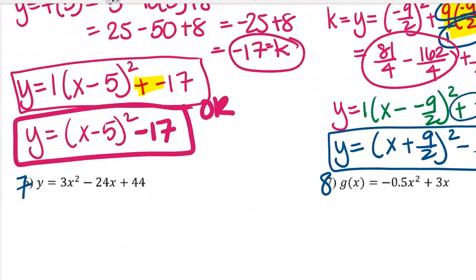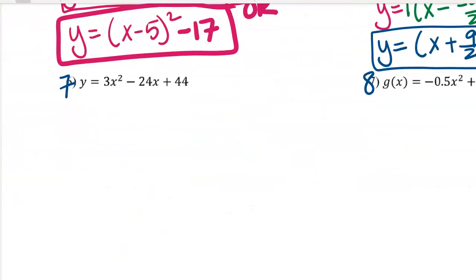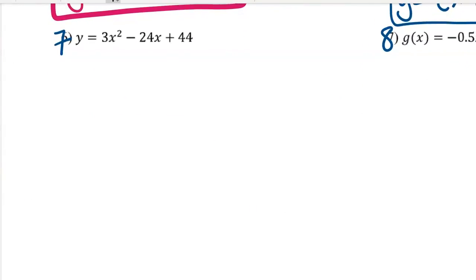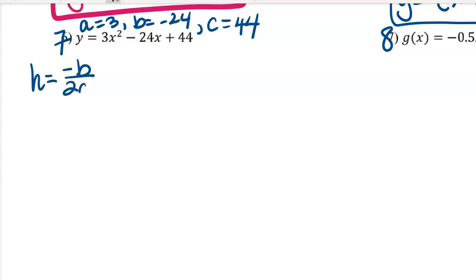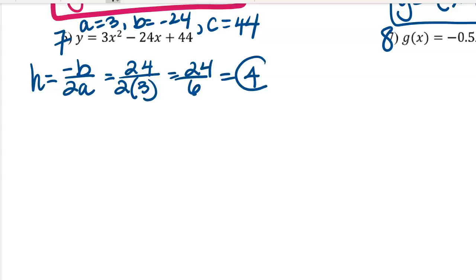All right, let's go to example number 7. Okay, so this one, students, a value is 3, b is negative 24, and c is 44. And again, to find the h value, we go negative b all over 2 times a. Well, b is negative 24, so a negative of that is now 24, divided by 2 times a. A is 3. So 24 divided by 6, we will have an h value of 4.